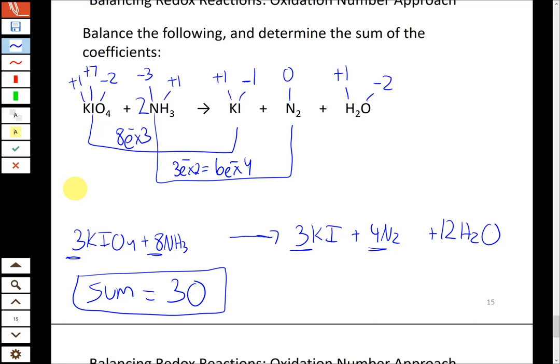I mean, it can be thought of as, I guess, 30 moles would be one way to think of the units, but you don't need to put that in. It's just the sum of the coefficients, which are just numbers, so you just add those up. Okay, anything else on that one?